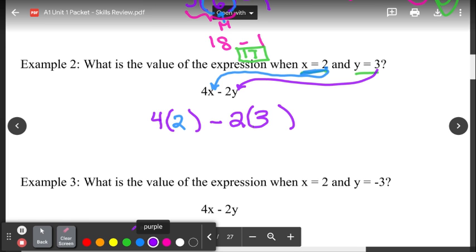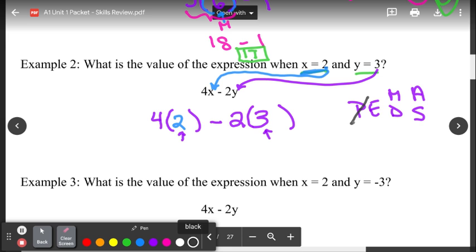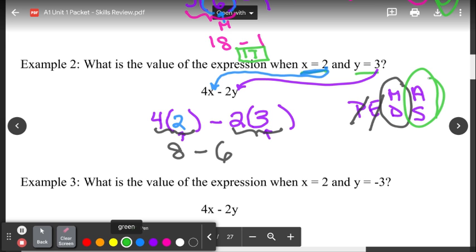Okay, PEMDAS. PE, multiply, divide, add, and subtract. We have parentheses, but when you look inside each parentheses, there's just a plain old number. That means we're really multiplying there. So our parentheses is done. We don't have exponents to worry about, so we're on multiply and divide. I'm going to do 4 times 2. Now I'm also going to do this at the same time. So I'm going to bring down my minus, and 2 times 3 is 6. Now I'm at my add and subtract step. 8 minus 6 is 2.